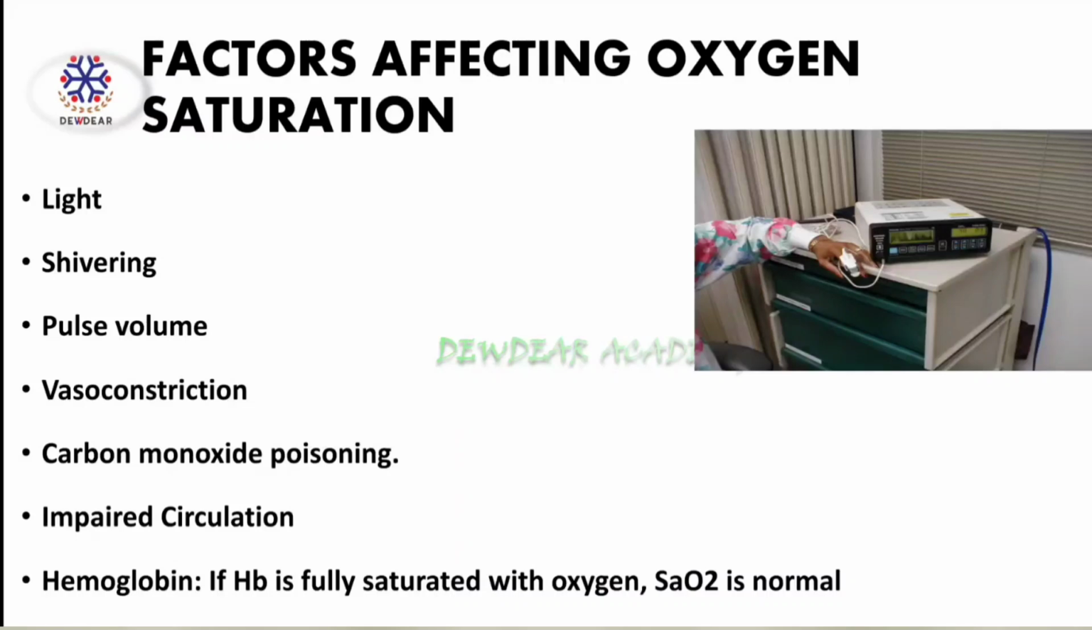The next is the hemoglobin. That is, if the hemoglobin is fully saturated with oxygen, the oxygen saturation is normal. That is in case of anemic patients and all. An anemic patient may not have enough functioning hemoglobin in the blood to oxygenate the tissues, and the small amount of functioning hemoglobin in the blood may be well saturated with oxygen. So the patient may have a normal saturation reading, but the patient may not have enough oxygen going to the tissues. So that is what is happening in case of anemic patients. So these are the factors affecting oxygen saturation.